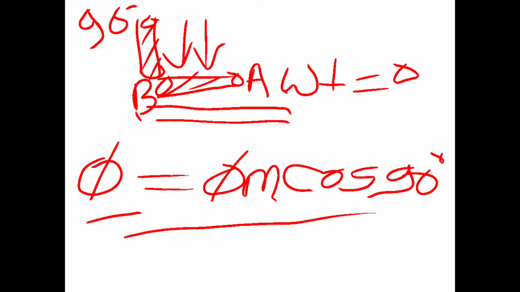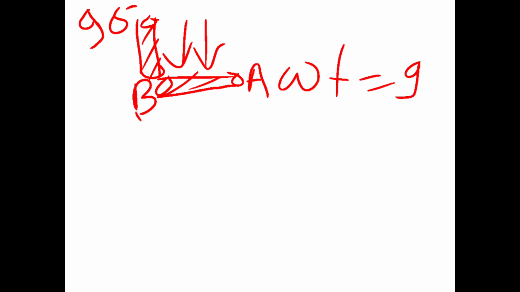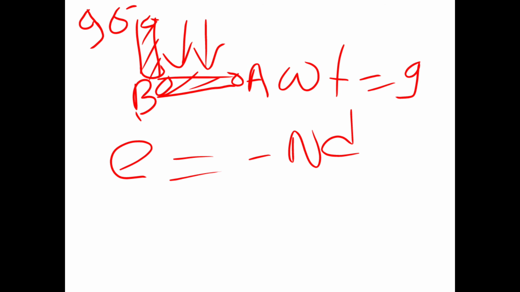So now we see what the magnetic flux linkage is and how it is maximum in this condition. Now we prove it. So what was our EMF equation? E is equal to minus n d phi by dt.